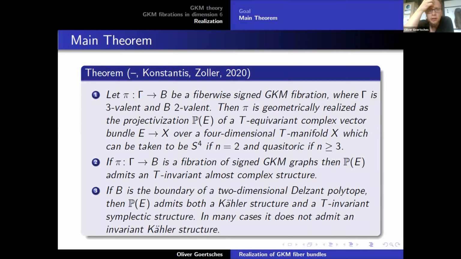So first thing we do is we realize B. That I explained in the beginning, right? So we can always realize n-gons by 4-dimensional T2 manifolds, S4 or quasitoric. I explained that at the beginning. And then we have to construct this bundle. We do this in 2 steps. We construct the bundle first over the 1 skeleton of X, and we construct an equivariant vector bundle. We do this explicitly over the 1 skeleton.